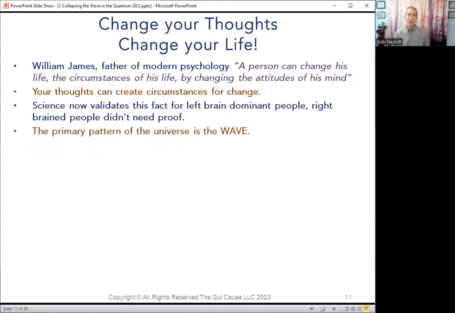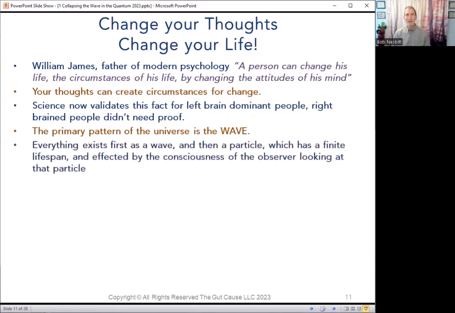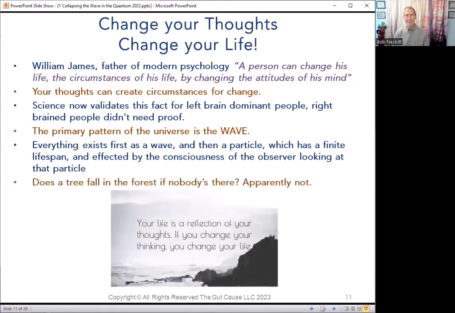So if we know that the primary pattern of the universe is the wave, we can start to understand things at a different level. Now here's where it gets more interesting. If we know that everything exists first as a wave, and then as a particle, and a particle has a finite lifespan, which is affected by the consciousness of the observer looking at that particle. So then, does a tree fall in the forest if nobody's there? No, it doesn't actually, as we find out.